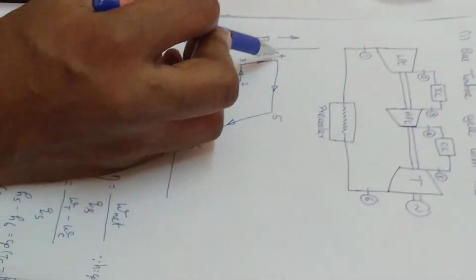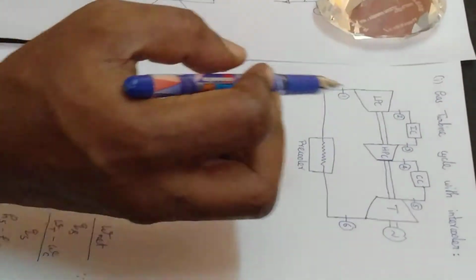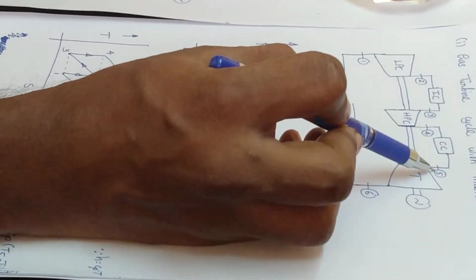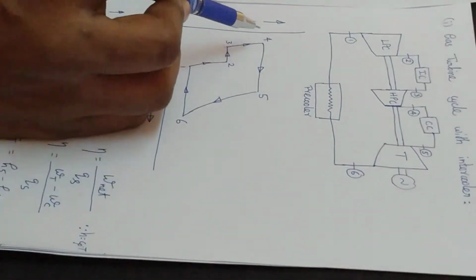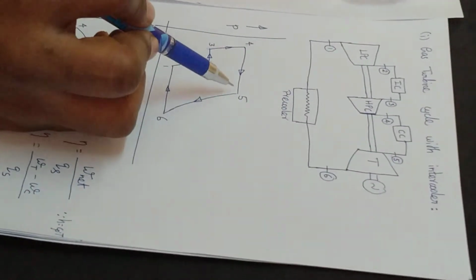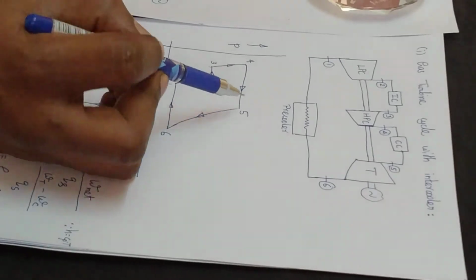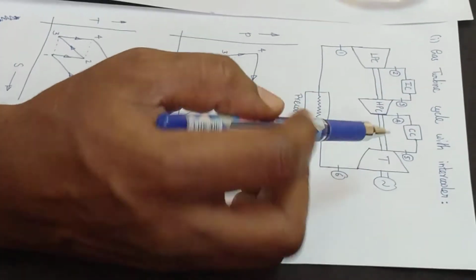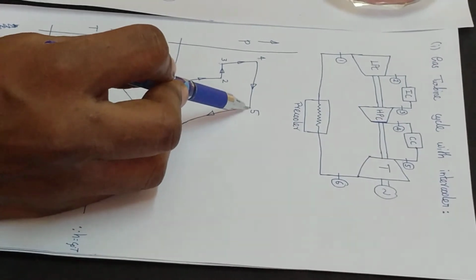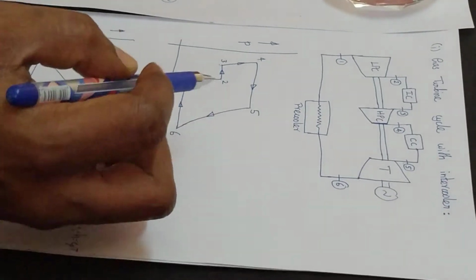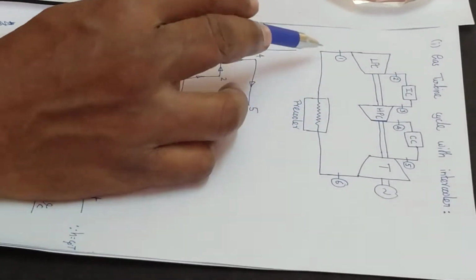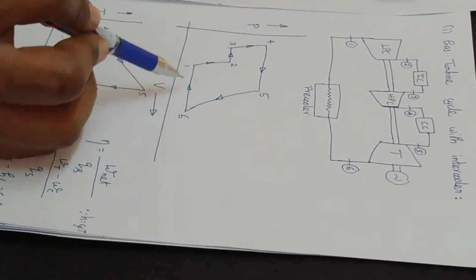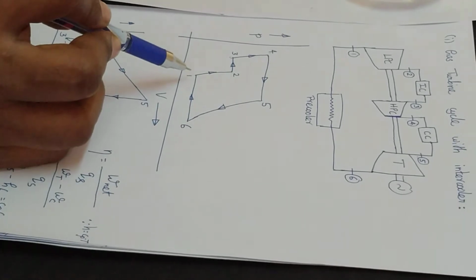So between 3 and 4 pressure increases, and 4 and 5 it is constant pressure heat addition process in the combustion chamber. The constant pressure process is shown in the PV diagram by a horizontal line, and between 5 and 6 it is isentropic expansion in the gas turbine, so pressure falls during expansion, and 6 to 1 is constant pressure heat rejection process. That's what is shown by a horizontal line.